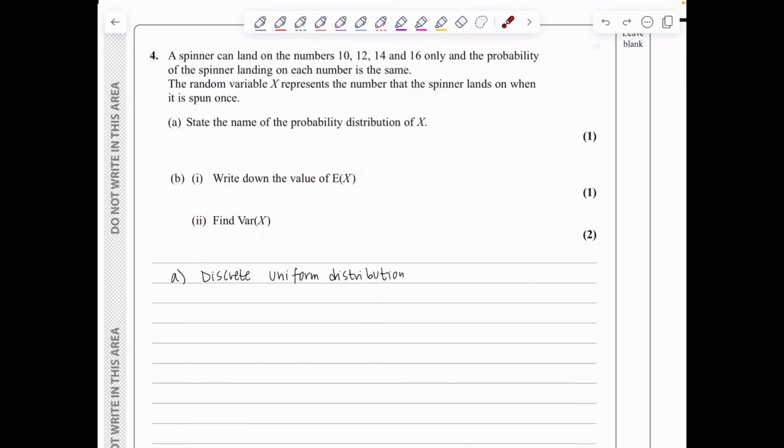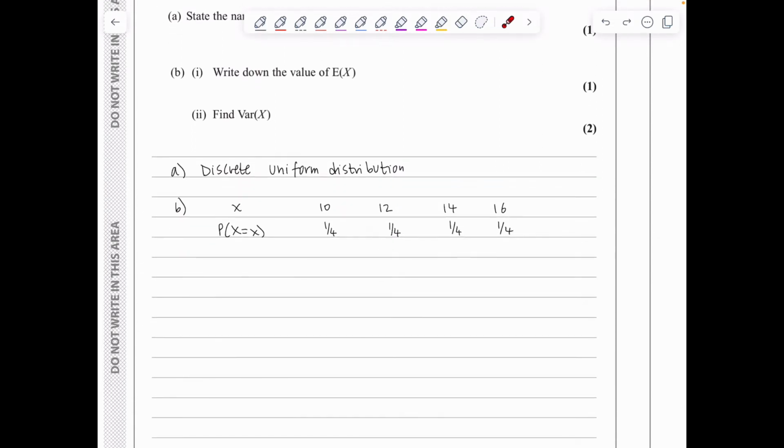We then need to write down the value of the expectation of x and then find the variance of x. I will actually start by drawing up a table, the probability distribution of x. We know that x can take values 10, 12, 14, and 16 with equal probabilities. So that means that all the probabilities are a quarter. So we can simply state that by symmetry, the expectation of x will be the middle value here. So we simply have that the expectation of x should be 13. Alternatively, you could have done the formula for the expectation where you multiply x by the probability and you add them up. You will get 13 again.